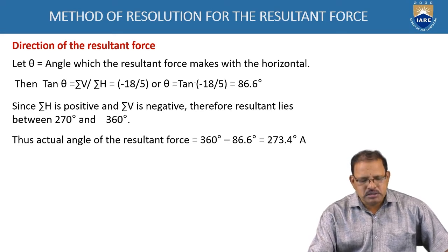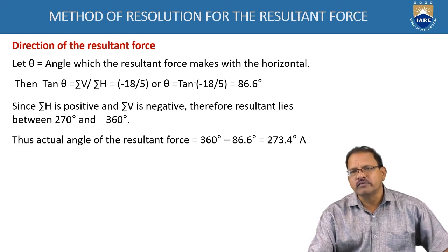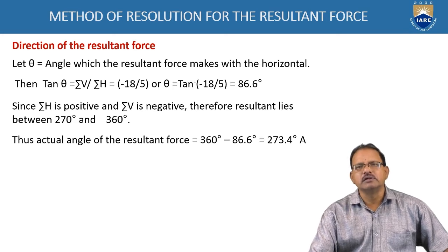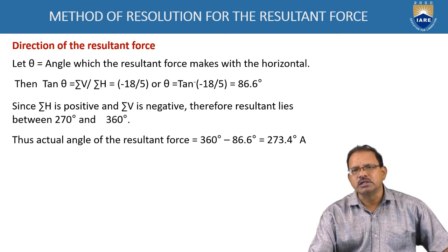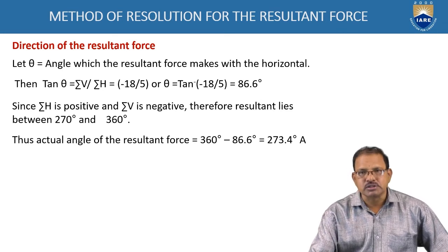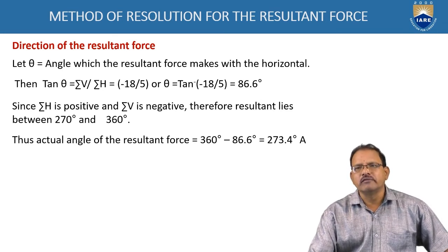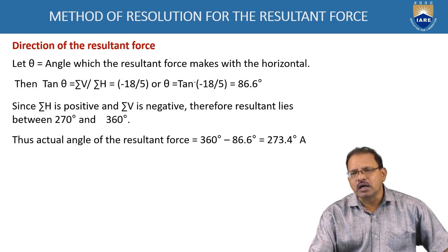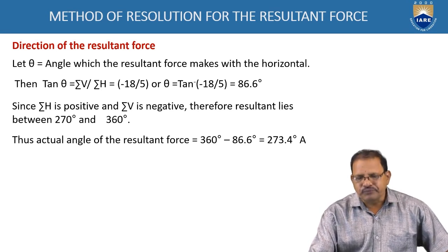Since sigma H is positive and sigma V is negative, it belongs to the fourth quadrant. That means the resultant force lies between 270 and 360 degrees. When it is measured with respect to the x-axis, theta is given by 360 minus 86.6 degrees, which is equal to 273.4 degrees, measured in the anti-clockwise direction with respect to the x-axis.